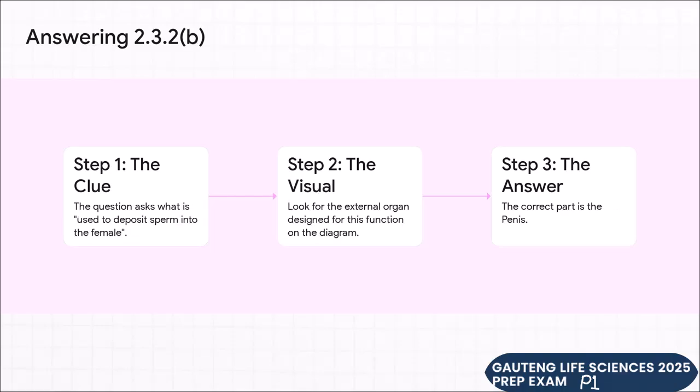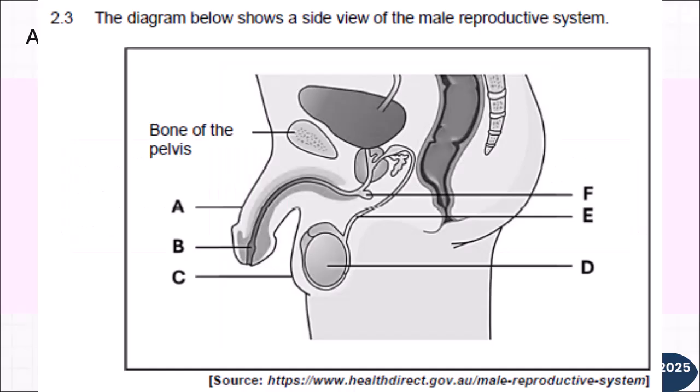Let's try that method again for the next part. The function is to deposit sperm. So you just look at the diagram and ask yourself, which of these parts is the external organ designed to do that job? It's pretty clear, right? It's the penis. You link the function to the structure and you've got your answer.